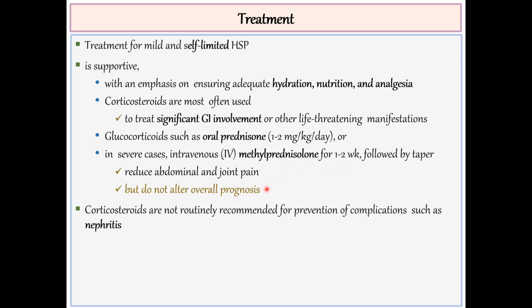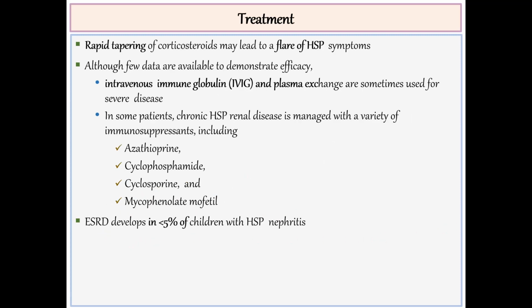Reduce abdominal and joint pain, but do not alter the overall prognosis. Corticosteroids are not routinely recommended for the prevention of complications such as nephritis. Rapid tapering of corticosteroids may lead to a flare of Henoch-Schönlein purpura symptoms.